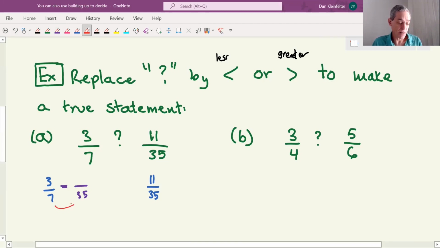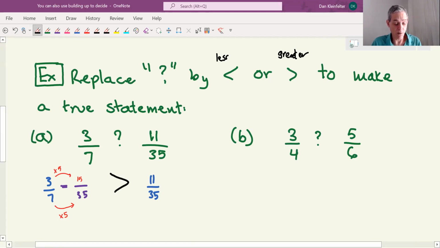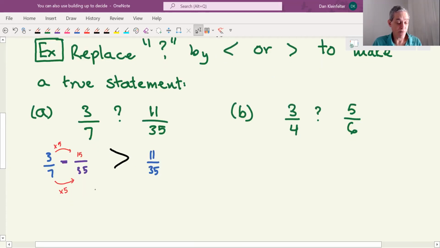So 7 times 5 will be 35. And 3 times 5 will be 15. So 3/7 is like 15/35. And then 11/35 is 11/35. 15/35 is bigger. So we want a greater than sign in there. 3/7, which is the same as 15/35, is bigger than 11/35.